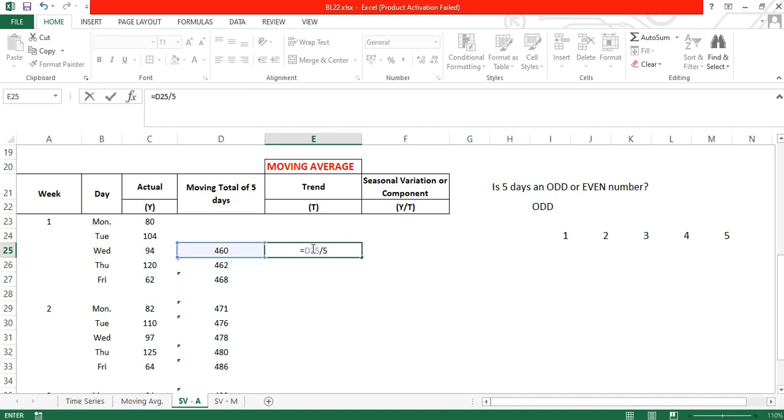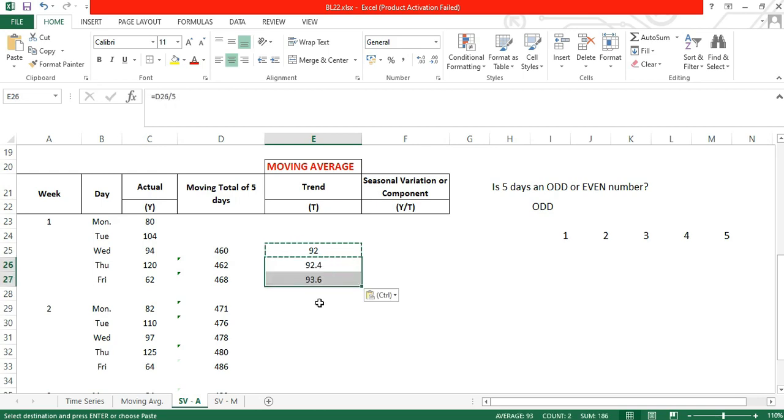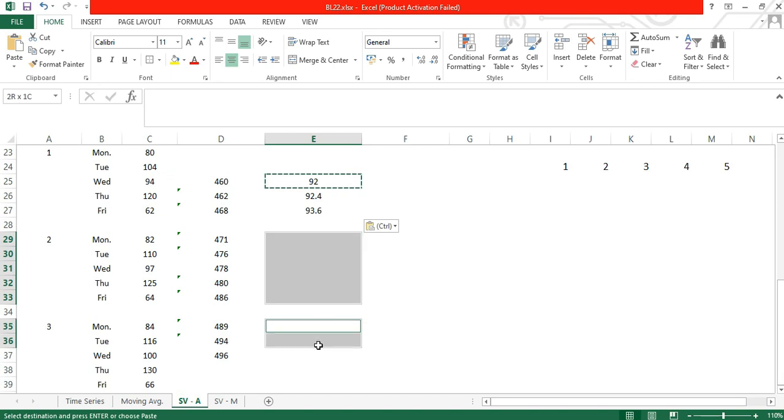Next to it, divide by the number of items of the total, which is 5 items. Okay, so put them next to this.